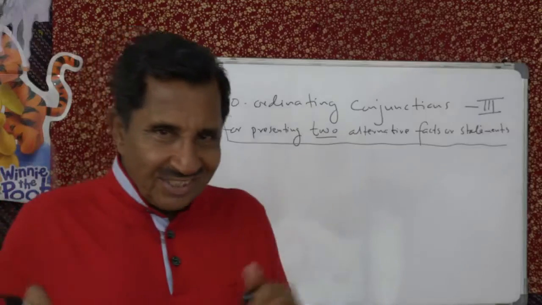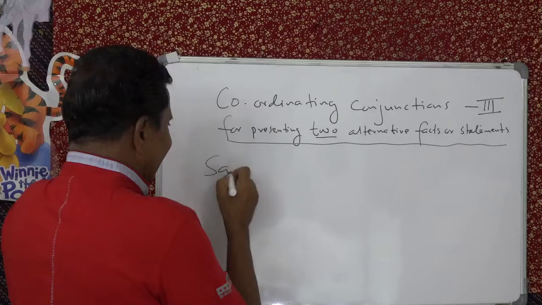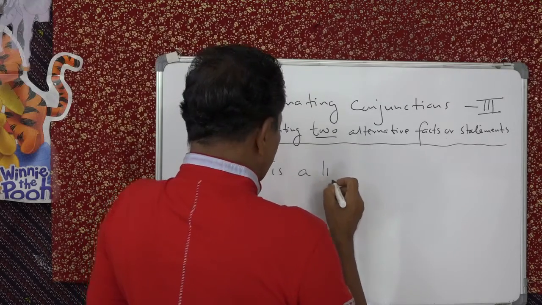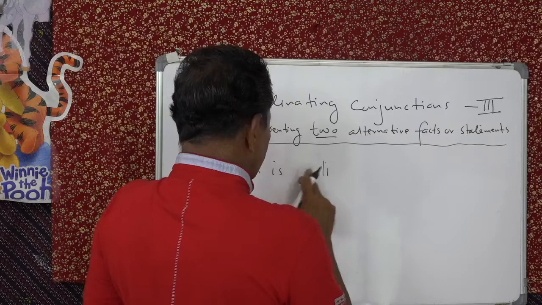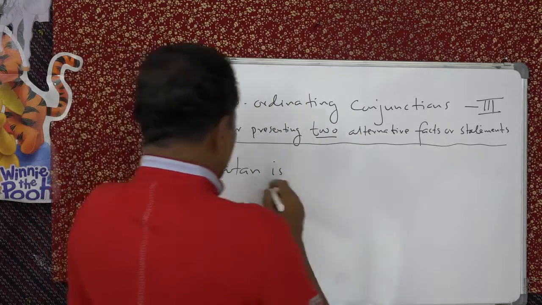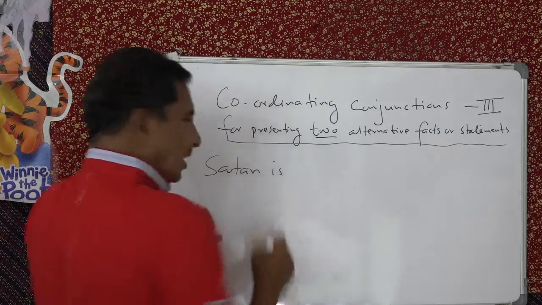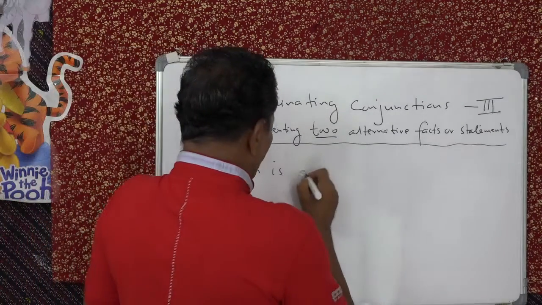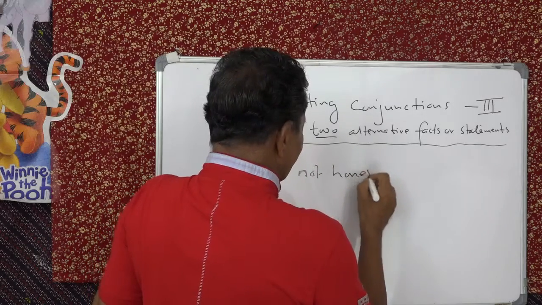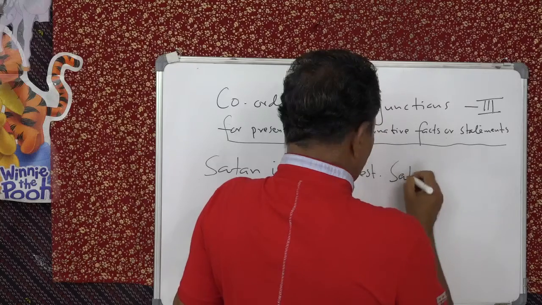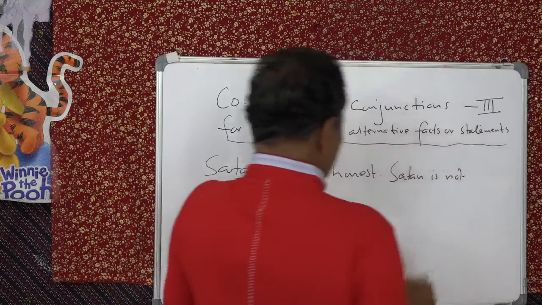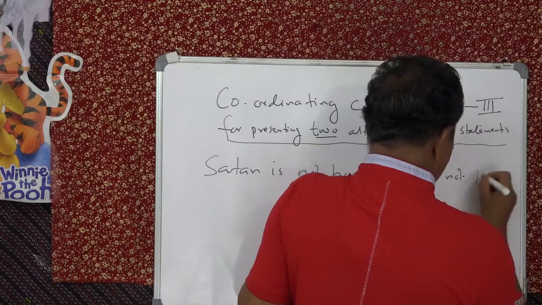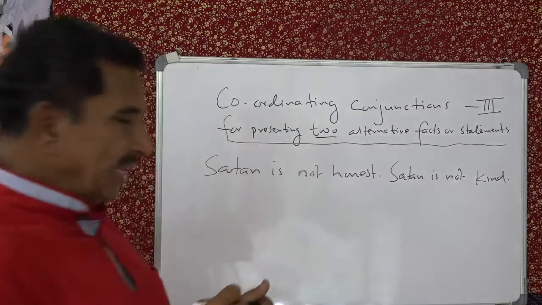Like you think about, are you afraid of Satan? No. Okay. Satan is a liar. I don't know. We can say like this, no? What are the two qualities of Satan? Satan is not honest. Satan is not kind. Both you can say. So you have got two negative facts now.